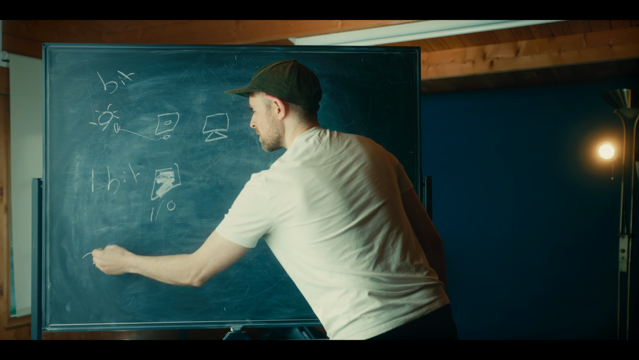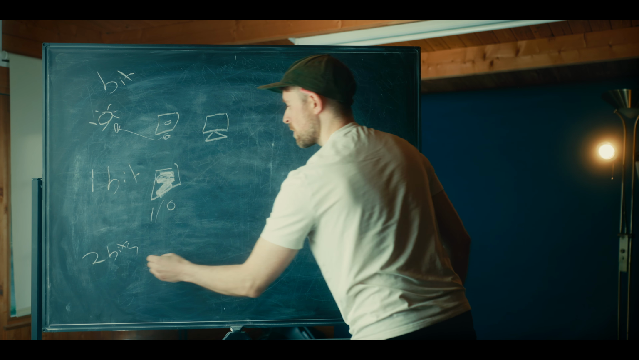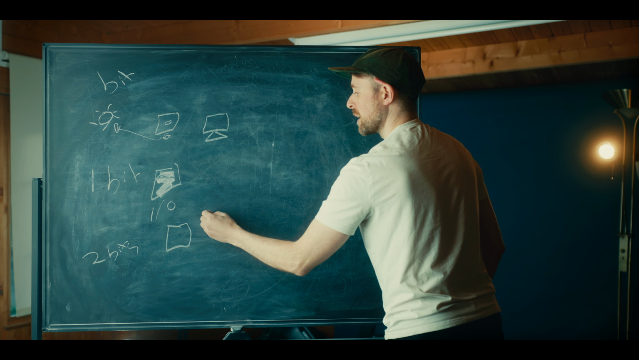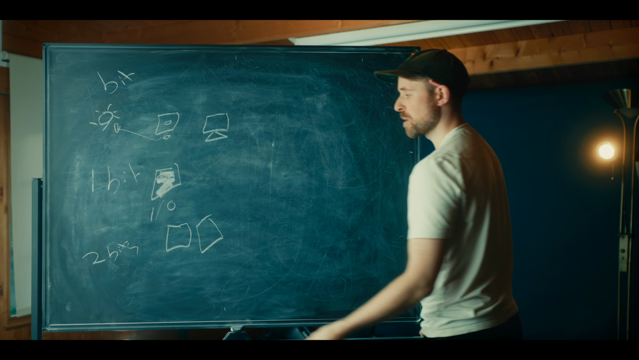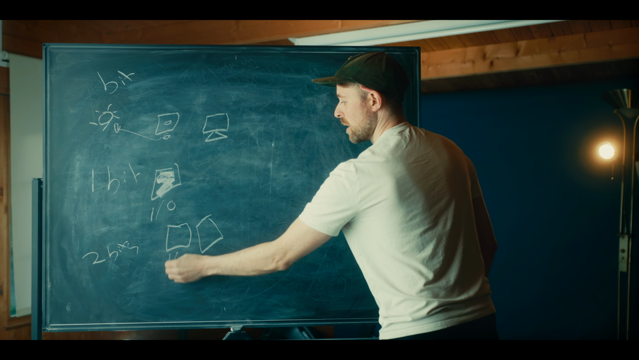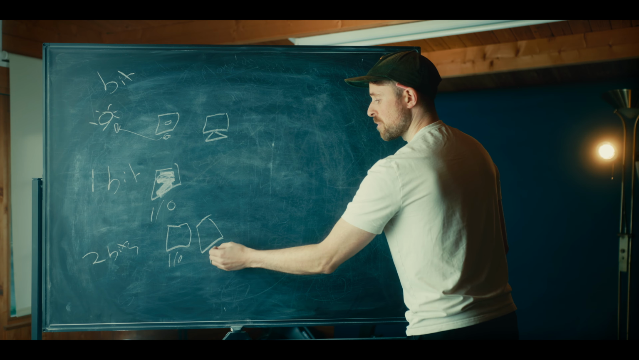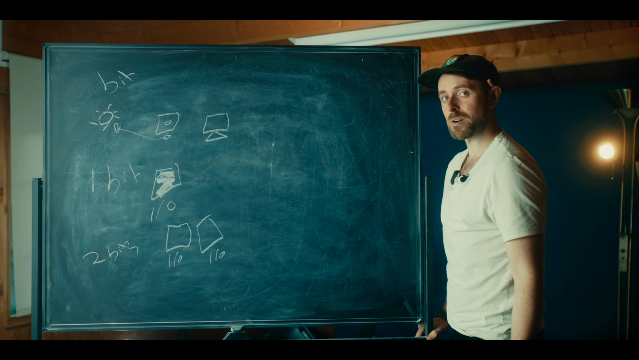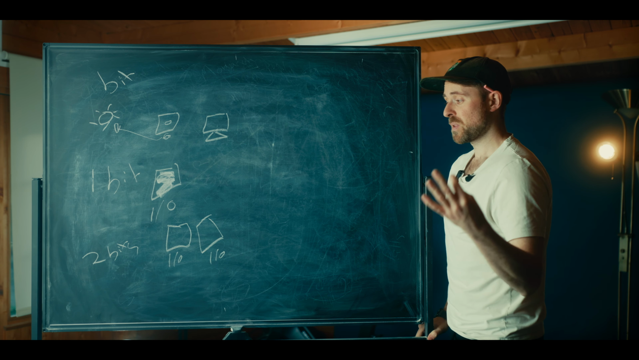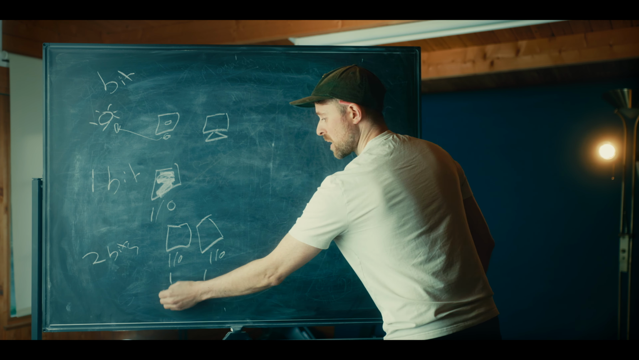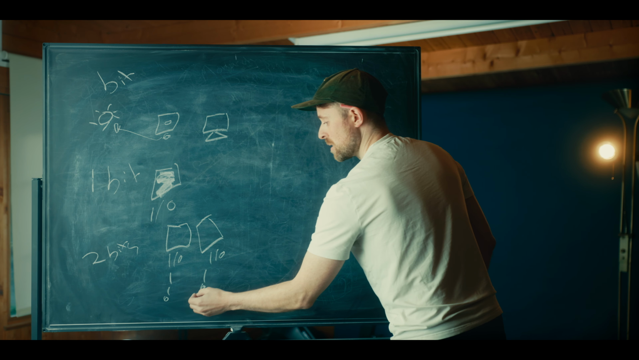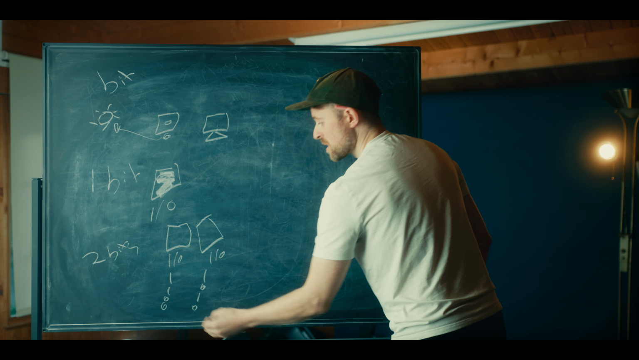Now, 2 bits, we are doubling the number of options we have, right? So we're saying, okay, well, we've got 2 options there, 1 or 0, and we've got 2 options there, 1 or 0. Now this gives us 4 new options. We can have 1 and 1, 1 and 0, 0 and 1, or 0, 0.